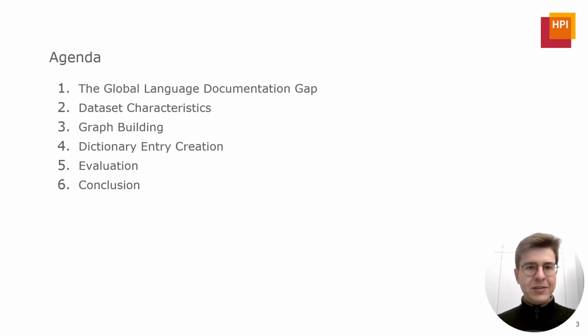We will look at 6 aspects of this work. What is the global language documentation gap? What are characteristics of our dataset? How do we build a graph from this data? How do we build new dictionaries from this graph? And then evaluation and conclusion.